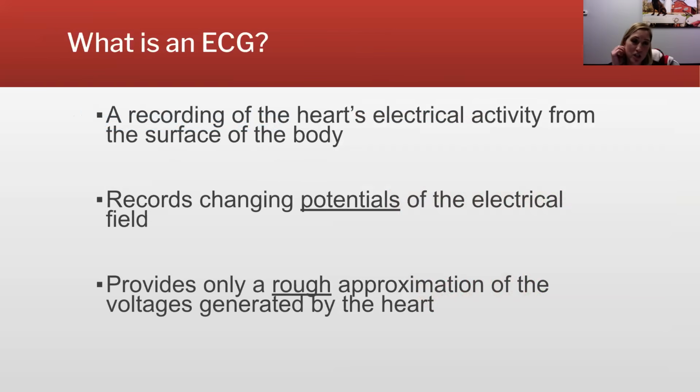So what is an ECG? It is the recording of the heart's electrical activity from the surface of the body. It records changing potentials of the electrical field, and it only provides a rough approximation of the voltages generated by the heart. Initially, we'll just be talking about arrhythmias. When we get into things like bundle branch blocks or evaluating heart enlargement, some of that you have to take with a grain of salt because it's only going to give you a rough approximation, and it can change depending on the position of the animal and body weight, all sorts of things.